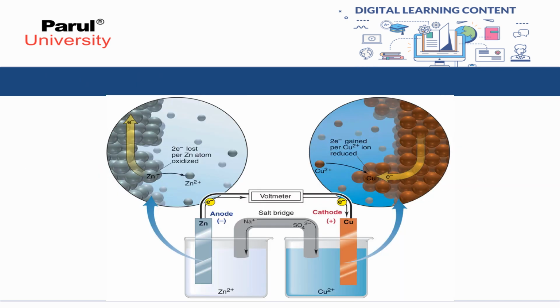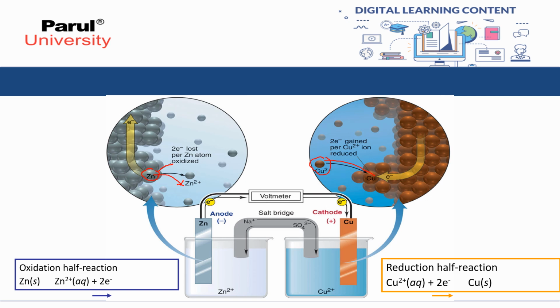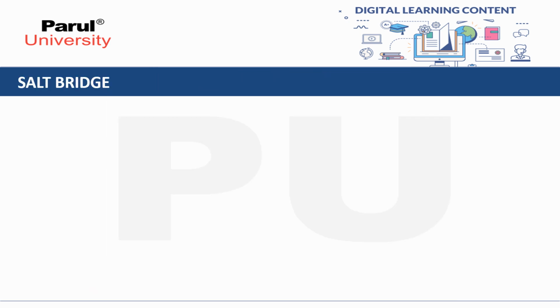Here is an expanded form showing how the zinc ion gets separated and dissolved in the solution, and the 2 electrons are lost per zinc atom due to oxidation. And here, copper ion from the solution gains 2 electrons and gets deposited on the electrode. So one is the oxidation half cell and the other one is the reduction half cell. And the overall cell reaction will be zinc plus copper 2+ will give you Zn 2+ and Cu solid.